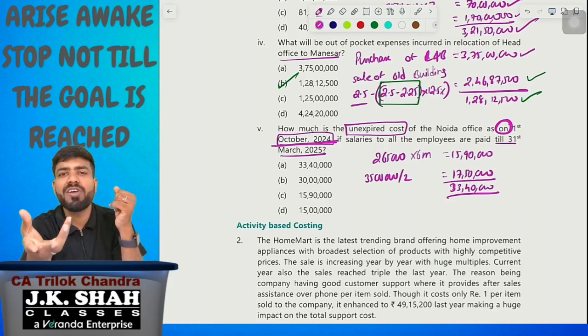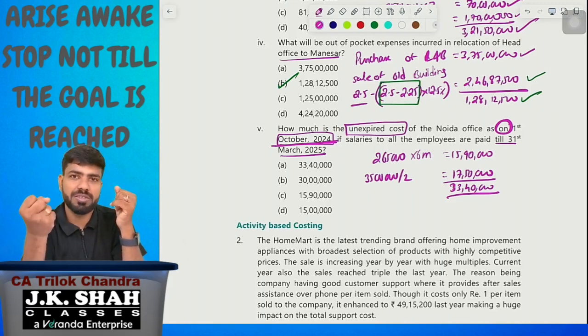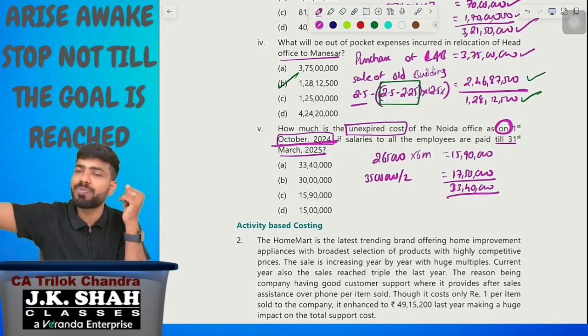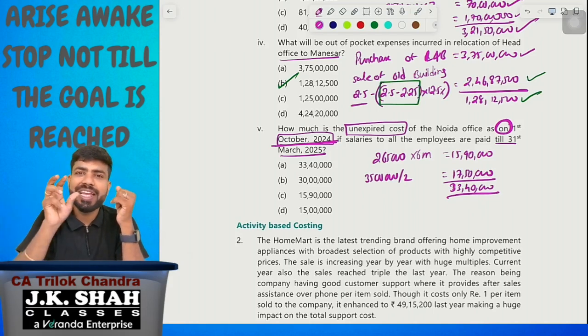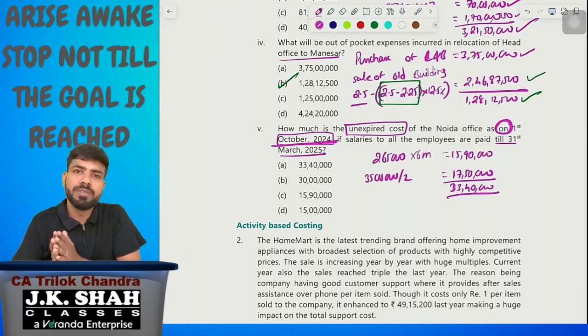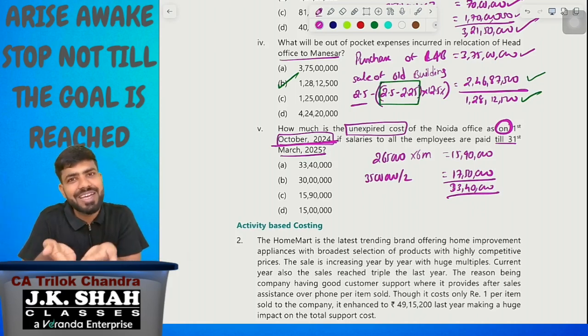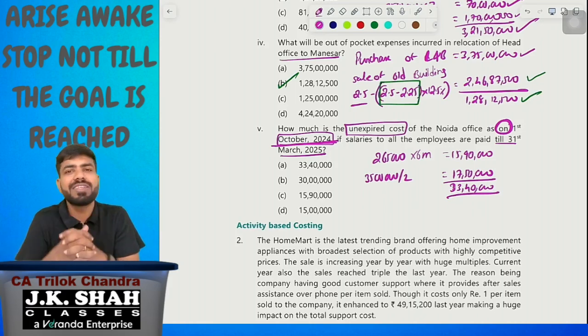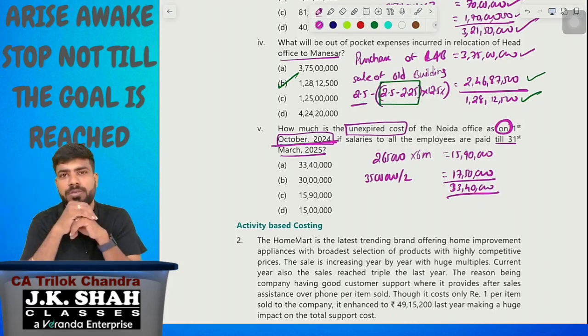That is the unexpired cost. That is unexpired cost, because that is going to expire in the remaining 6 months' time. Unexpired means, as on 1st October 2024, it is an advance salary. Advance salaries we are going to treat as current asset. We are not going to net off against the sales. We are not going to transfer to the P&L. We will account it as advance salaries or salary paid in advance.